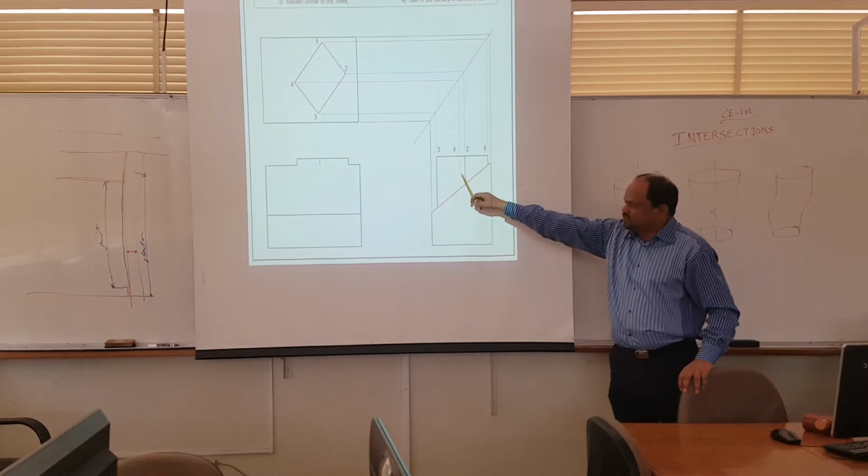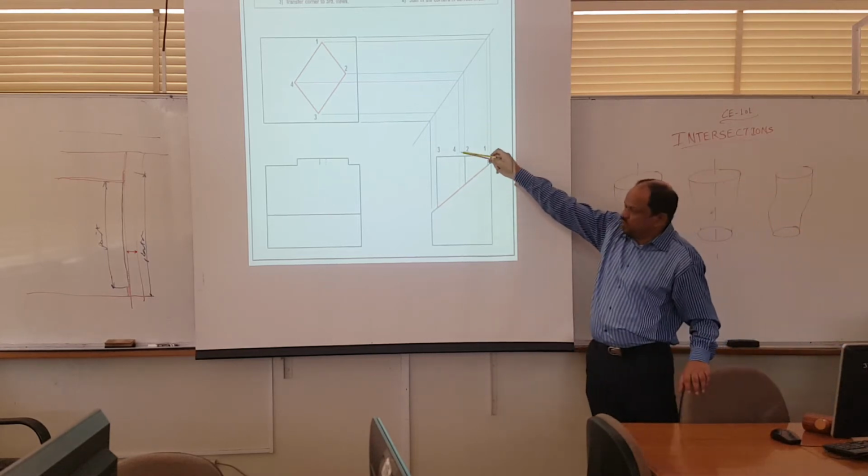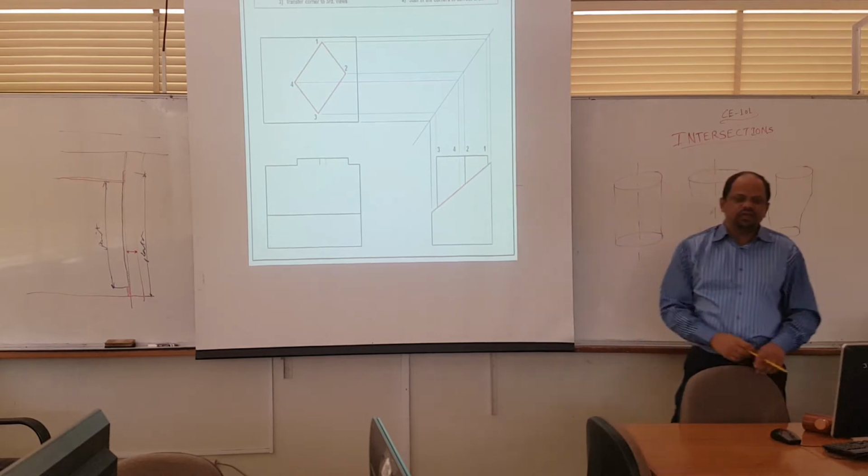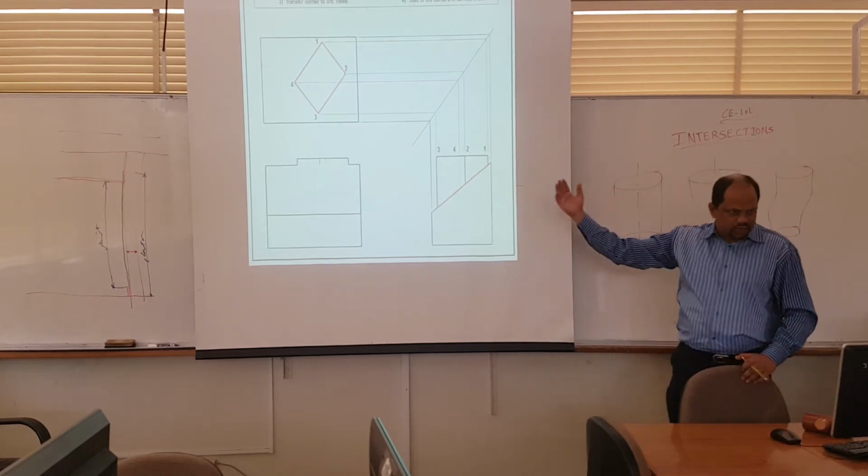Now why is this hidden? See what is this? Number 4. Isn't it? This is 4. Why is it hidden? Because this is on the other side. This is a side view.